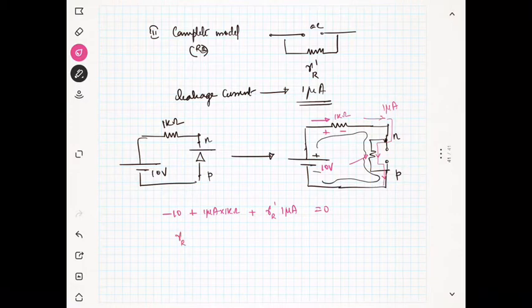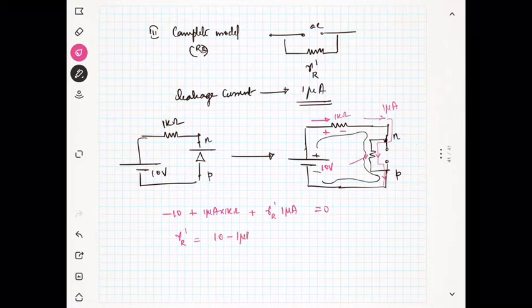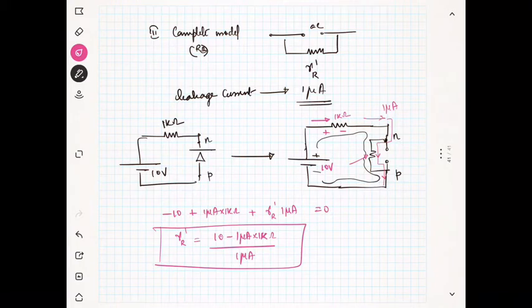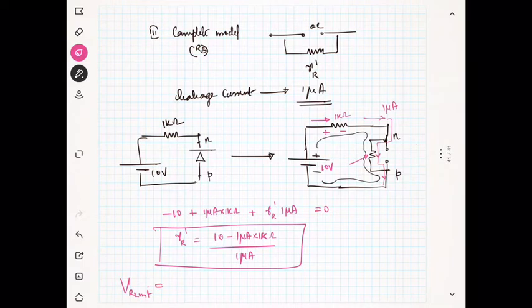So you can get RR dash equal to 10 minus 1 microampere into 1 kilo ohm, divided by 1 microampere. This is the value of RR dash. It's very easy to find RR dash. Now you can find the voltage across the R limit. Only this is asked in the question; I have given you some extra information. In the question it is asked to find the voltage across the R limit, that is nothing but 1 microampere, the current, into 1 kilo ohm, that is the resistance. So it is equal to 1 millivolt.